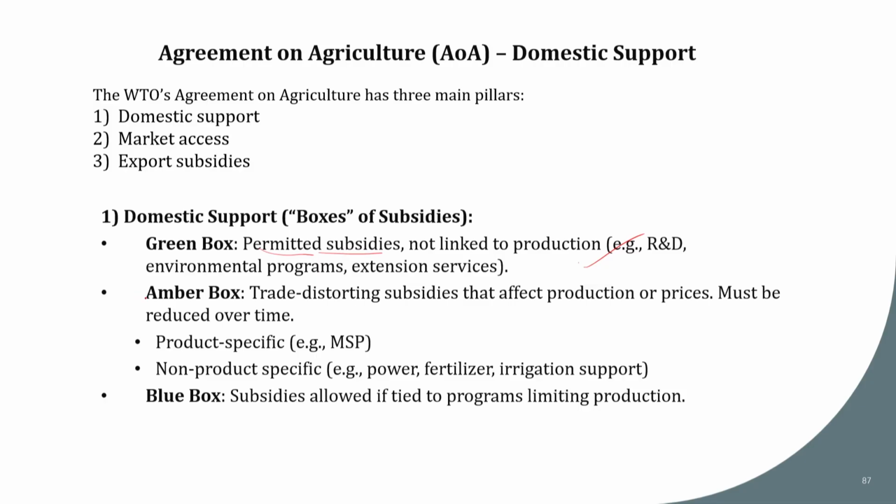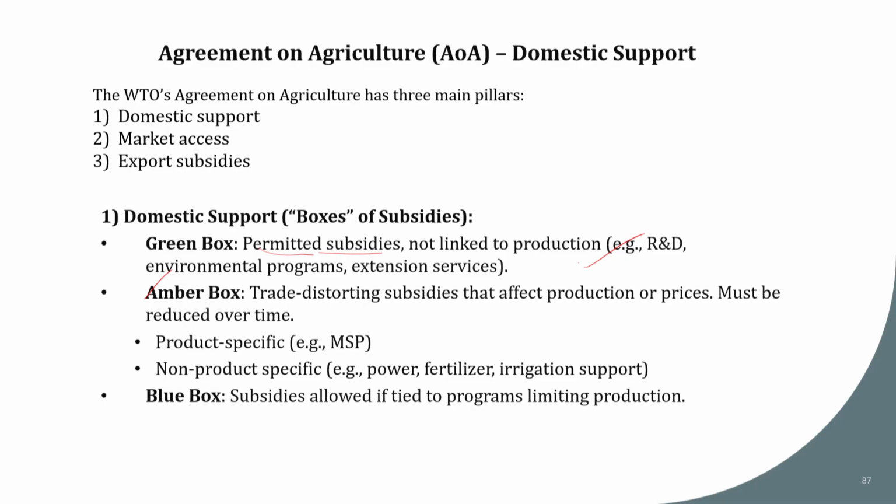Then comes the amber box. The amber box includes subsidies that distort trade. That means trade distorting subsidies that affect production or prices. So these must be reduced over time. The WTO member countries need to reduce the trade distorting subsidies over time. Think of policies like minimum support prices, that is the MSP, or input subsidies on power and fertilizers. These are subject to reduction commitments, and if countries are giving minimum support prices, these are going to affect international trade.